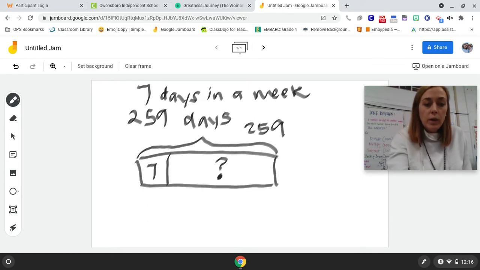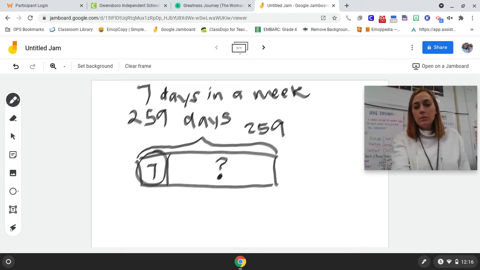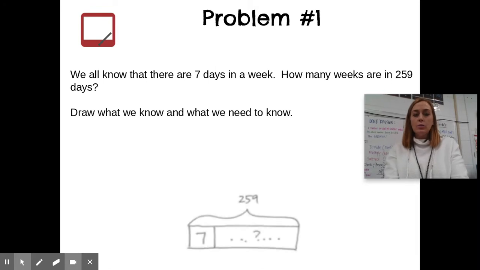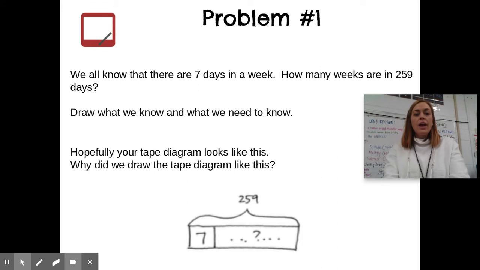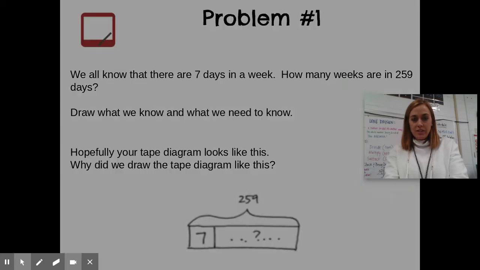So here's 1 week, right? Now we're trying to figure out how many more weeks. So how many weeks make up 259 days? And how could we solve this problem? Okay, so how could we solve the problem? Here's our tape diagram. Hopefully yours looks like this if you're following along with me. And we've talked about why we designed it to look like that.